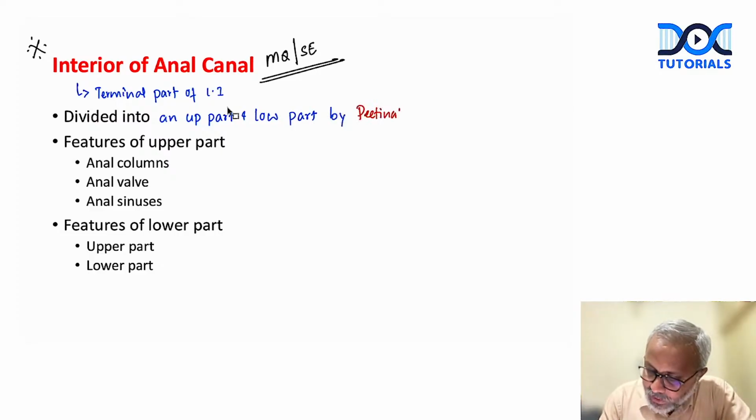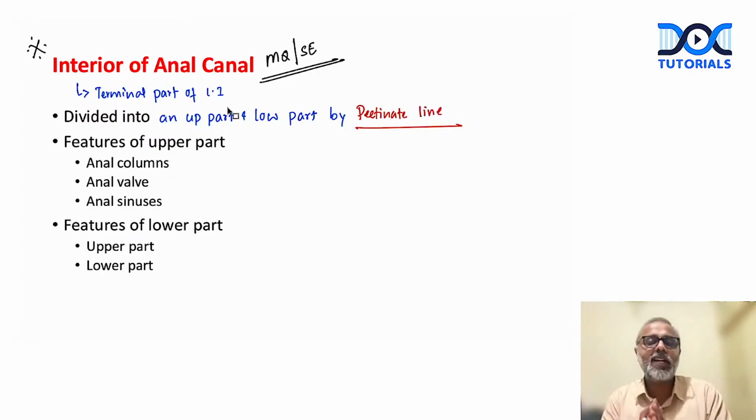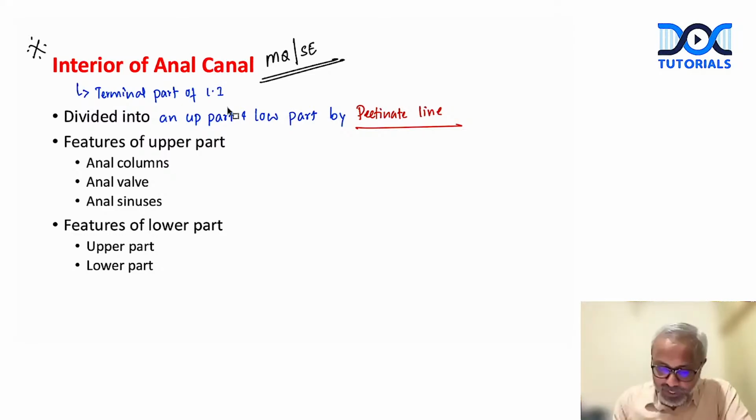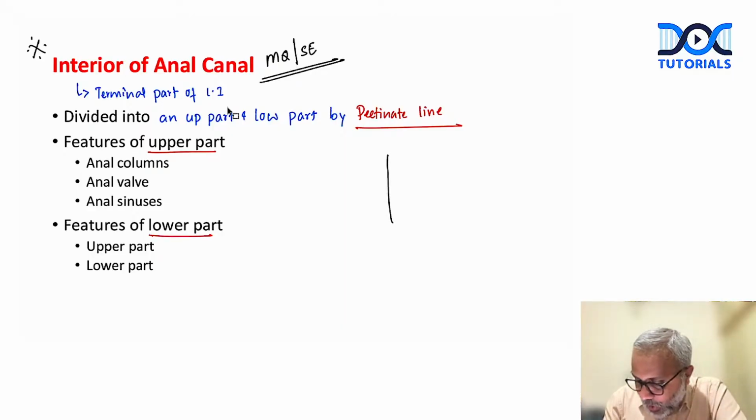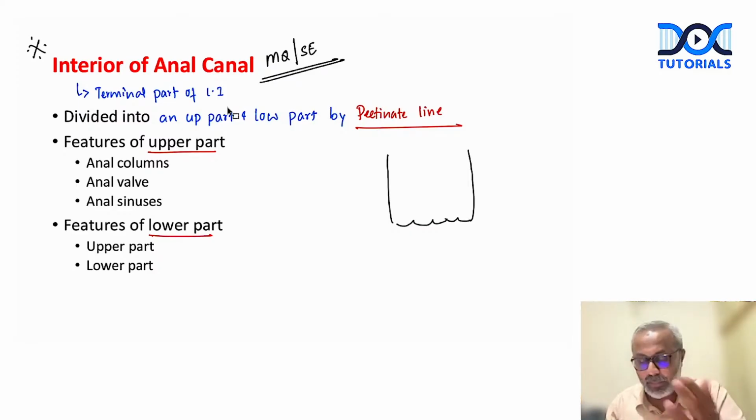Now, this is the word that you need to highlight. Underline or highlight or write it in capital letters. So, divide it into an upper part and a lower part by pectinate line. Then, what are the features present in the upper part and lower part? Go on describing. For this, we need to draw the diagram. So draw the outline of the interior of the anal canal. As we said, this is divided by a line called the pectinate line into upper part and lower part.